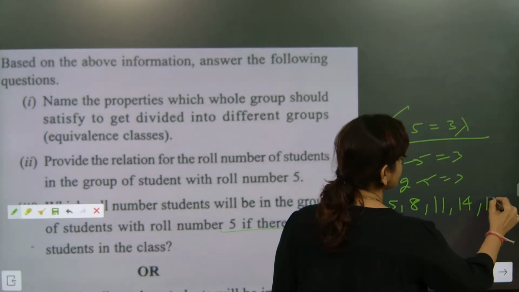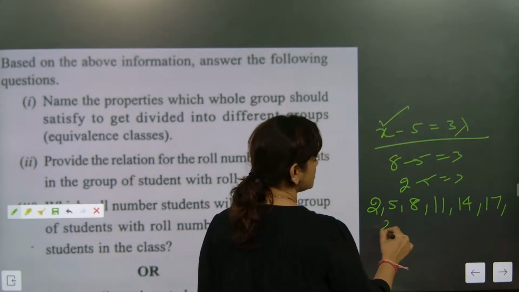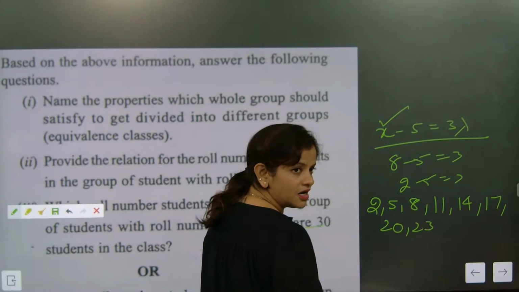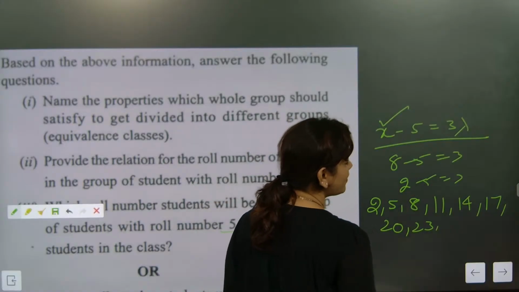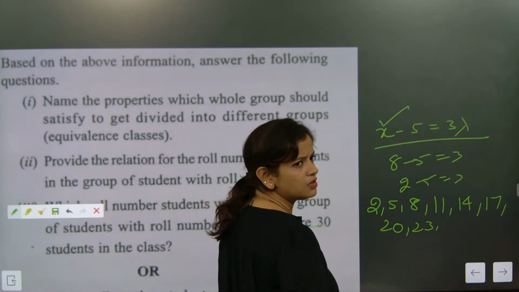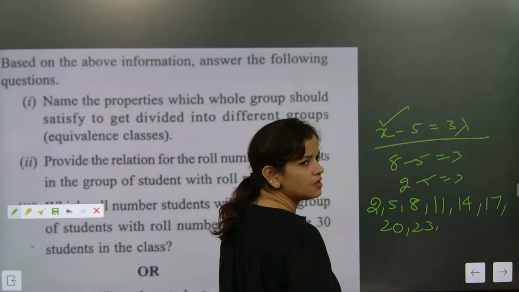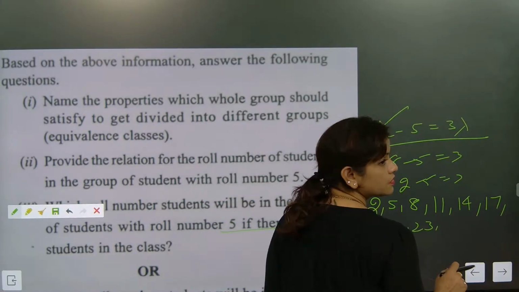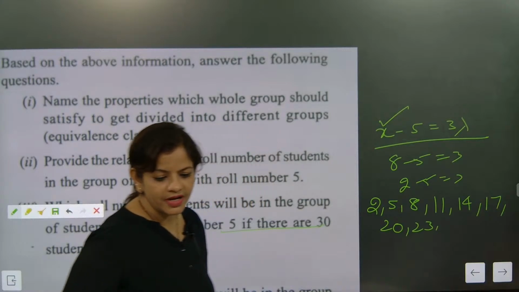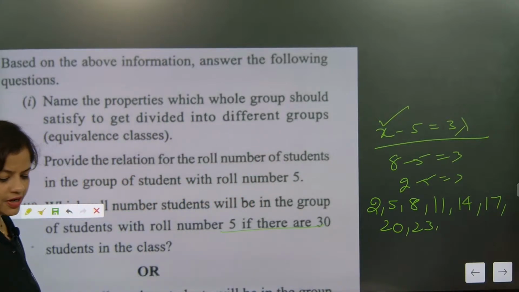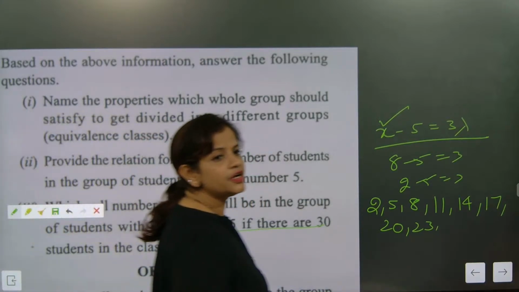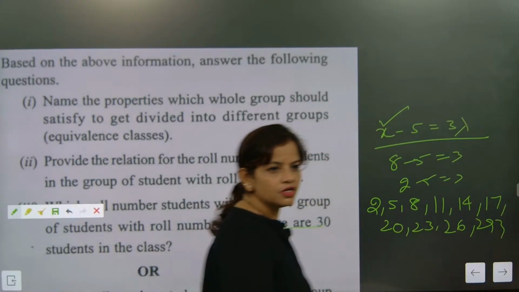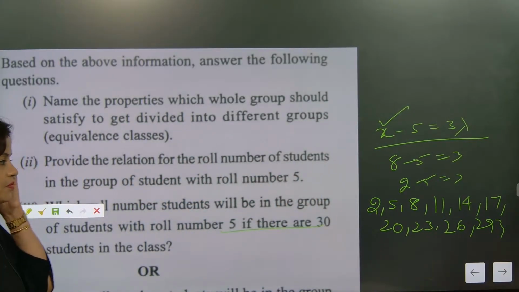20, 23. Understood or not? 23 minus 5 is coming how much? Divisible or not? Check, 23 minus 5. Tanish, check beta, 23 will be there. After that 26 will be there, then 29. So these are all divisible. So these numbers are coming.